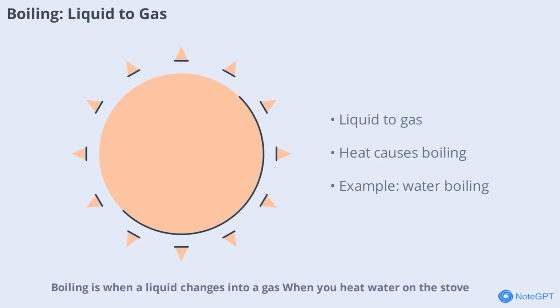When you heat water on the stove, it starts to bubble and eventually turns into steam. This is because the heat energy makes the particles in the liquid move so fast that they break free and become a gas. Boiling is an important process in cooking and in nature, like when water from lakes and rivers turns into water vapor and forms clouds.